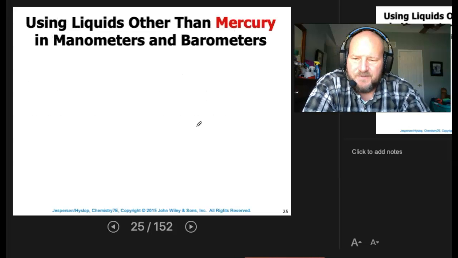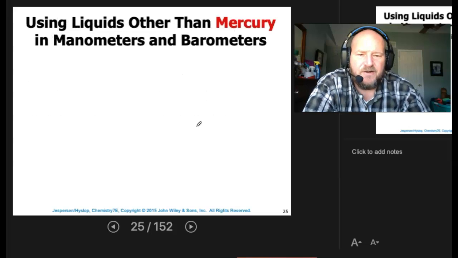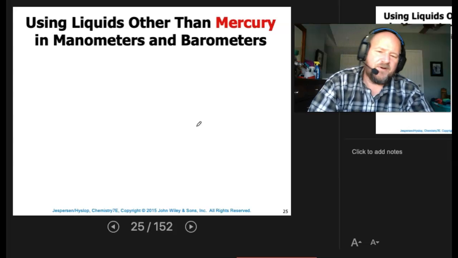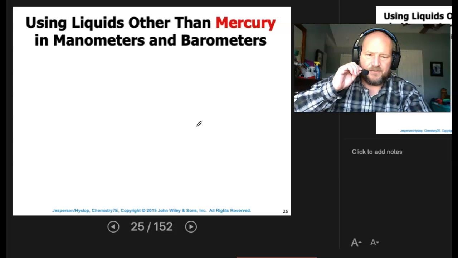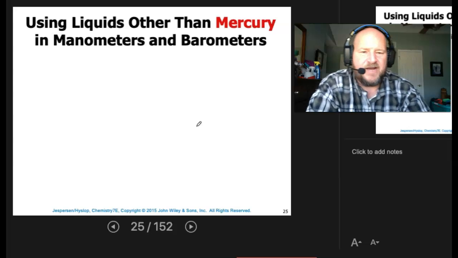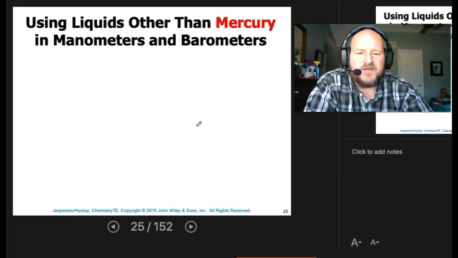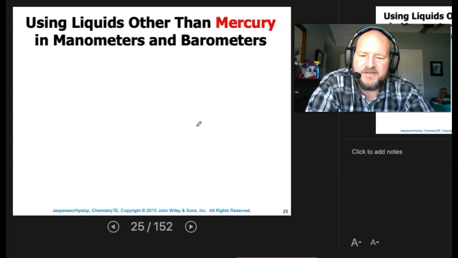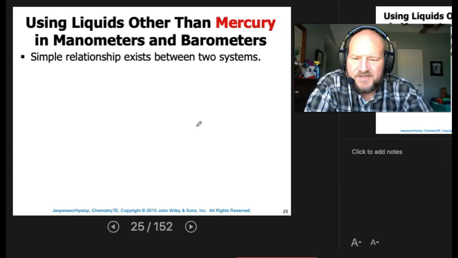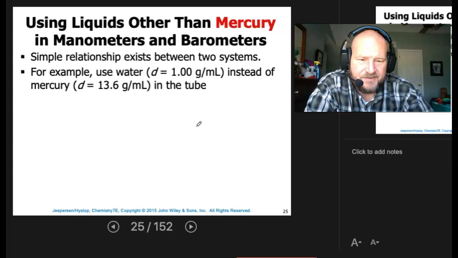Using liquids other than mercury in manometers and barometers. So as you know, mercury is considered a pretty poisonous substance these days, and so we try to not use mercury for anything. So we try to develop other systems that can still measure pressure. A simple relationship exists between the two systems.